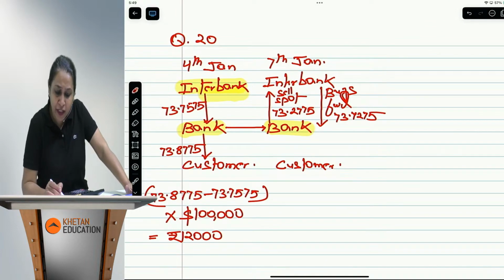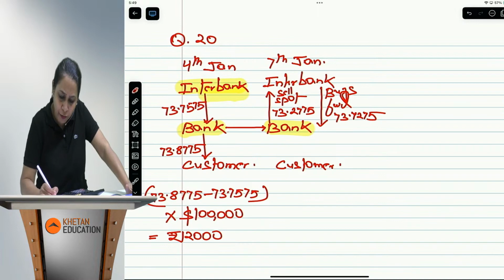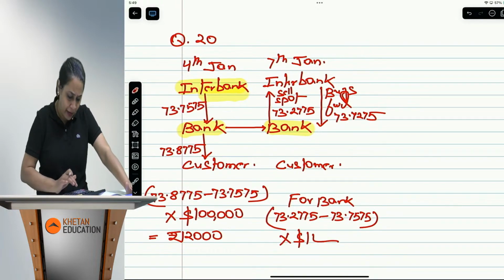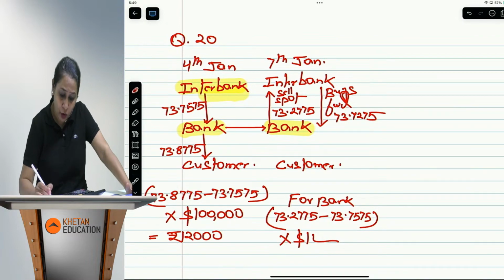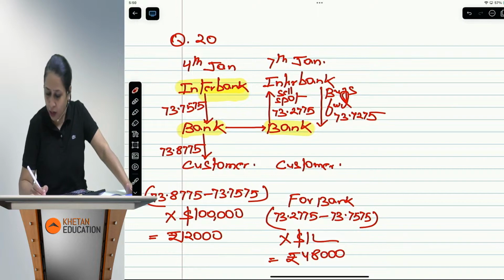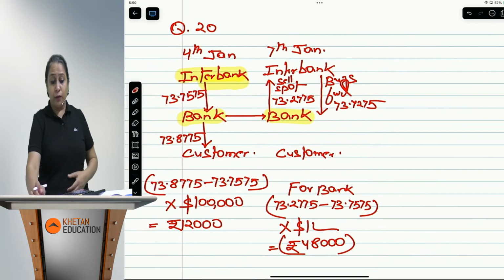Let us do some calculations here. Because of the customer not turning up, a transaction was realized. I don't know whether it is a loss or a gain. For the bank, it sold at 73.2775, and it had bought at 73.7575, the whole of $1 lakh. So 73.2775 minus 73.7575, the whole into $1 lakh, will give you a loss of 48,000. A loss of 48,000, correct? It is a loss now.